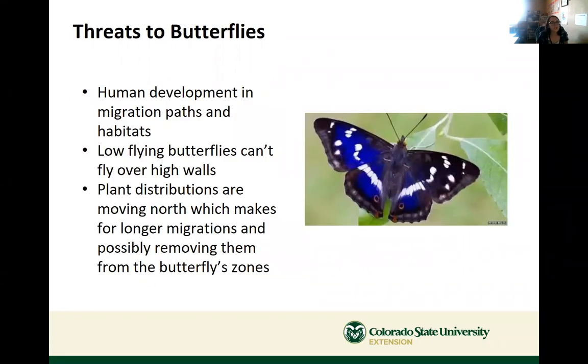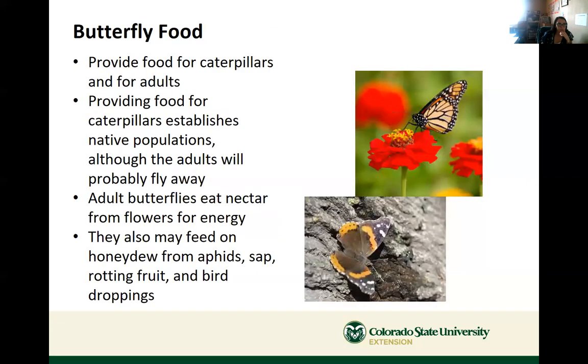So threats to butterflies, just like with everything else: human development in their migration paths and in their habitats is obviously very harmful. A lot of butterflies will only fly low, and they can't fly over high walls. So that's something to keep in mind. Plant distributions, like I already mentioned, are moving north as the climate warms, which makes for longer migrations or possibly removes some of those plants from the zones that butterflies might be found in.